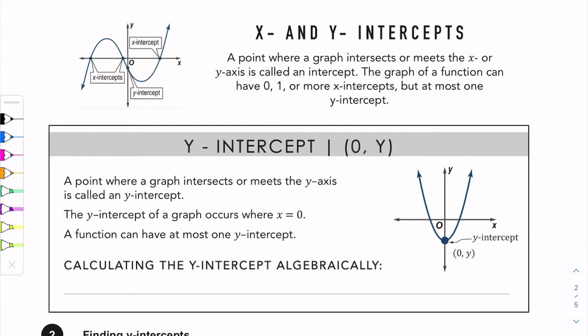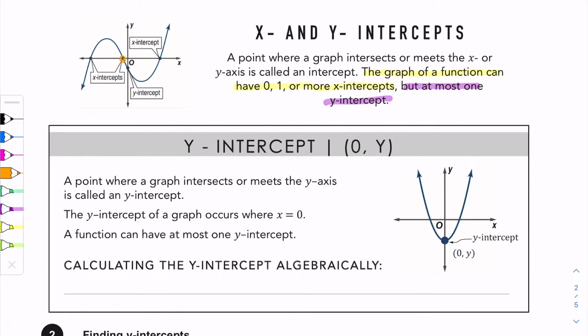All right, x and y intercepts. They are a point where a graph intersects or meets the x or y axis, and this is called an intercept. The graph of a function can have, this is important, 0, 1, or more x-intercepts, so basically infinitely many x-intercepts, while it can only have at most one y-intercept. If it had more than one y-intercept, then it would fail that vertical line test that we learned about in lesson 1.